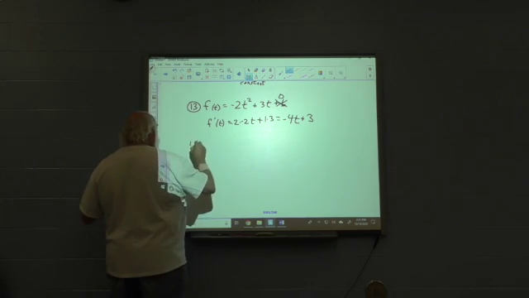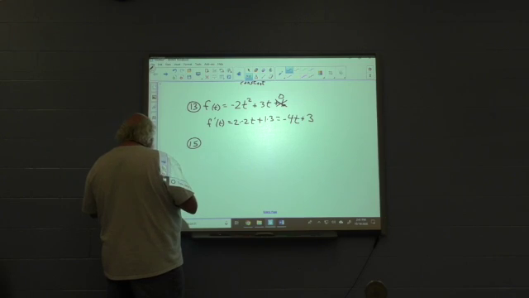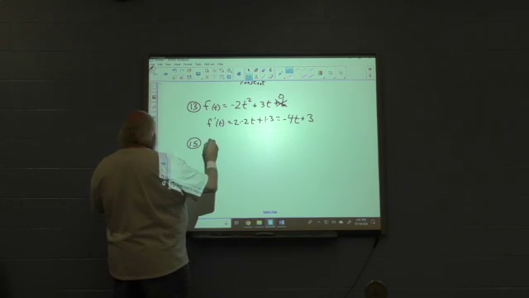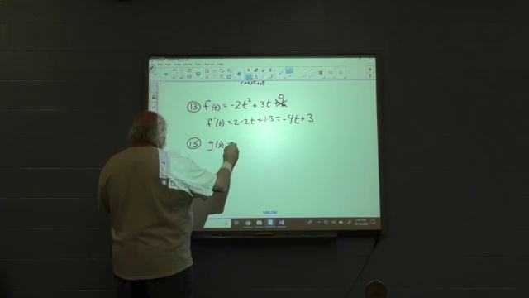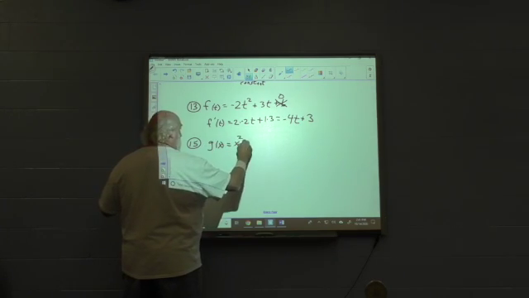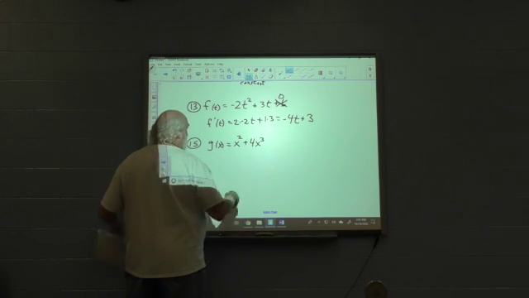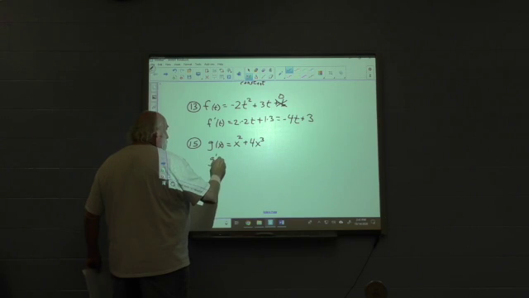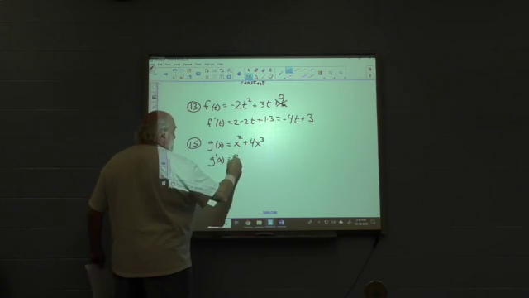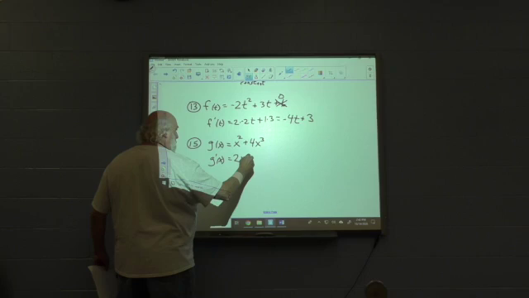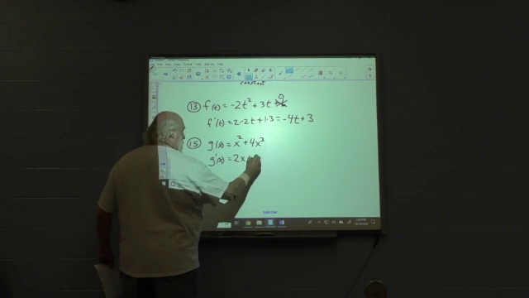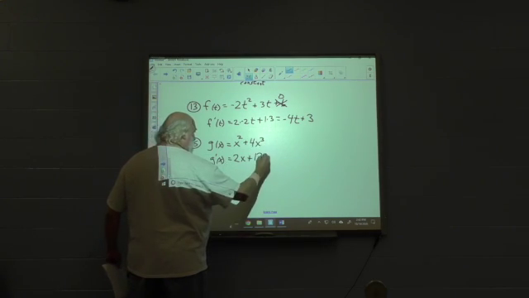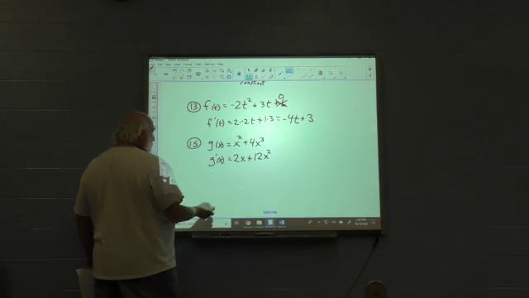Number 15. We have g of x is equal to x squared plus 4x cubed. Well, same thing here. I'm not going to get too carried away with this. So g prime of x, 2 goes in front, x decreases by 1 to 1. 3 times 4 is 12, decrease 3 to 2, x squared, there's your answer.